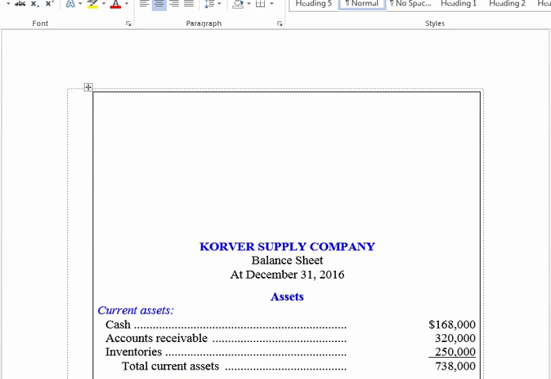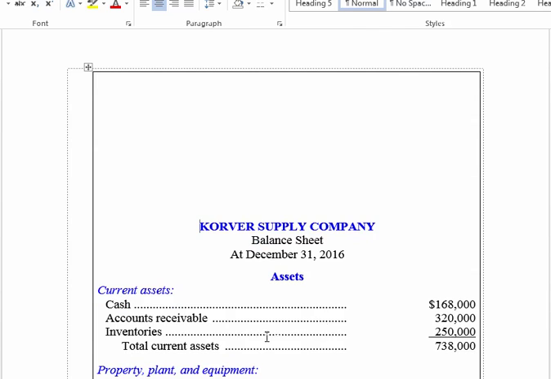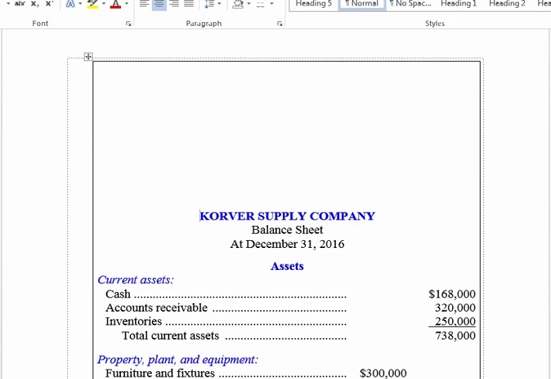Alright, then we want property, plant, and equipment. Let's read about that in the sentences below number 7. Third sentence, they say depreciation on the furniture and fixtures for the year is 20,000. Furniture and fixtures originally cost 300,000. Well, that's all we really need right there. So we'll say property, plant, and equipment. Okay, so we'll list furniture and fixtures at their cost, $300,000.